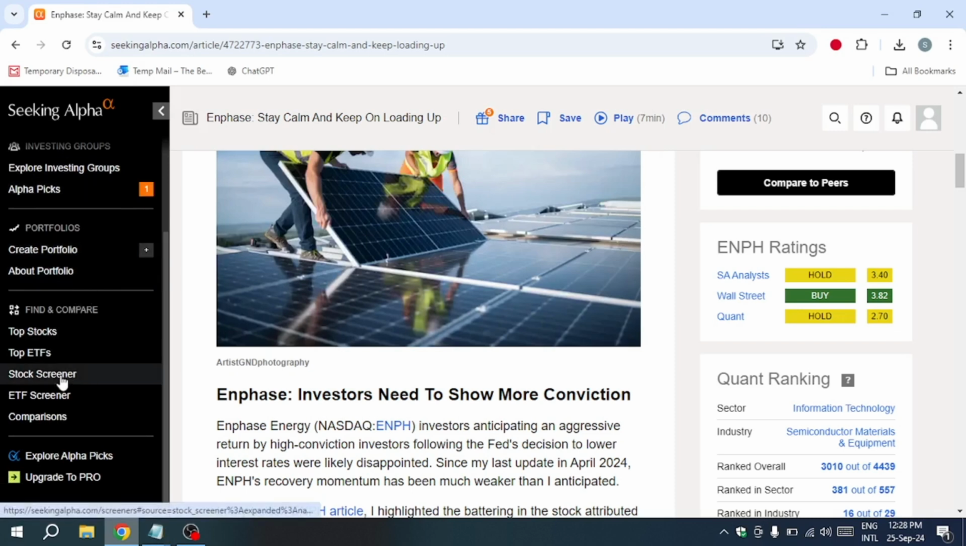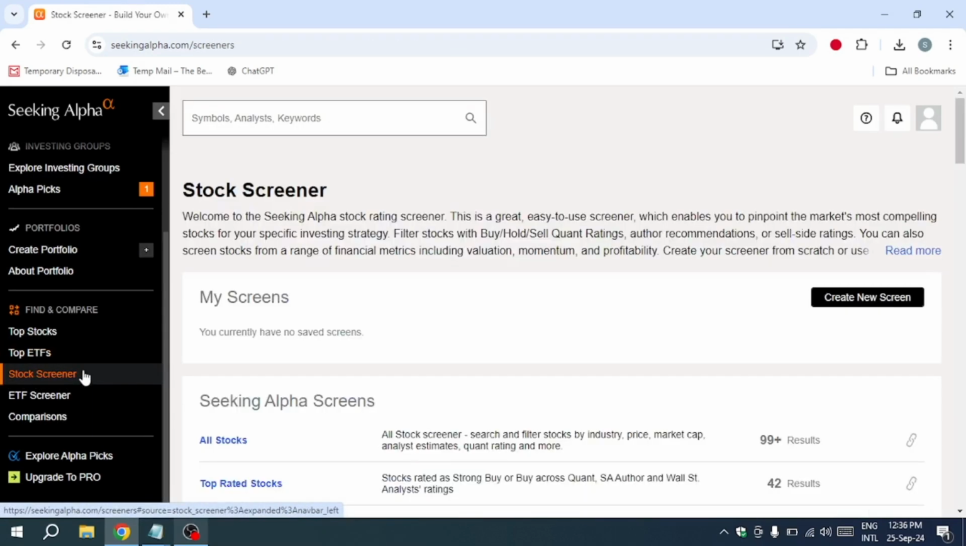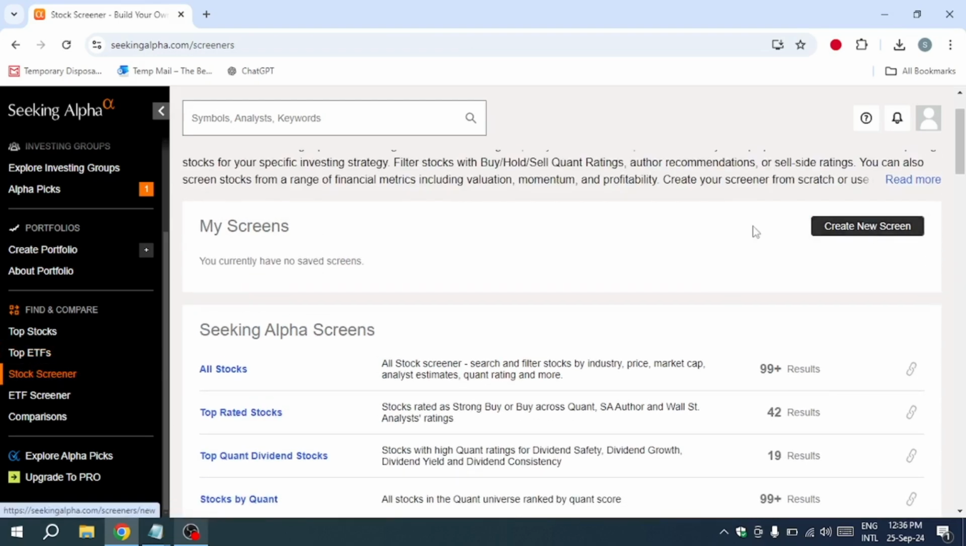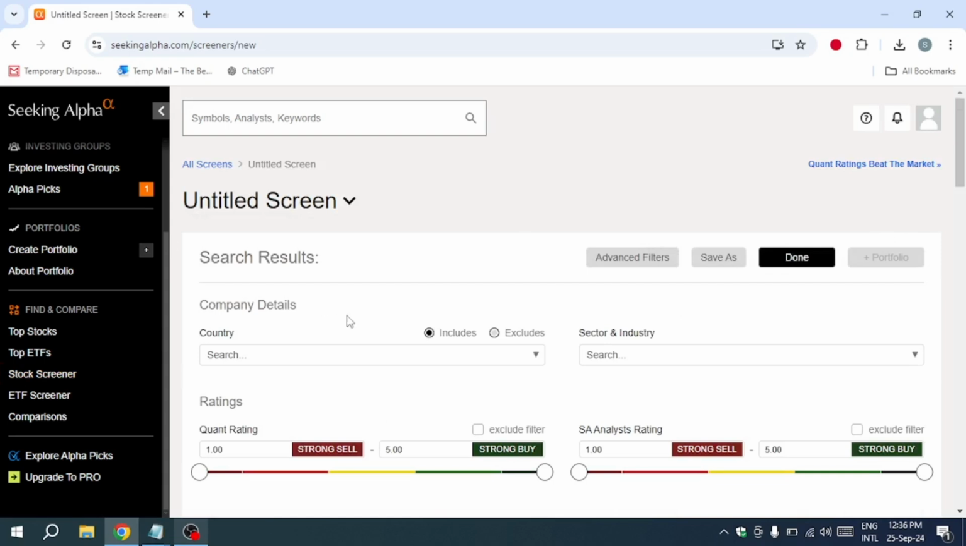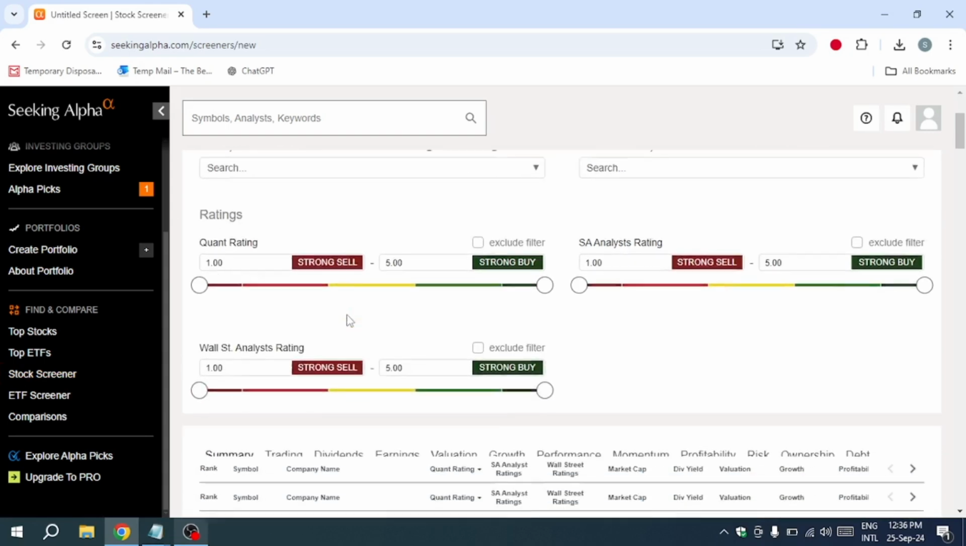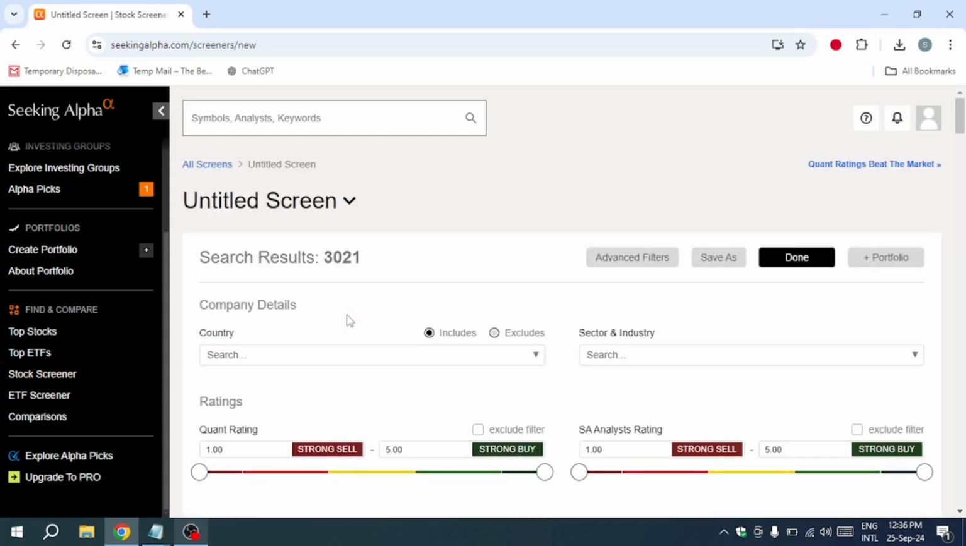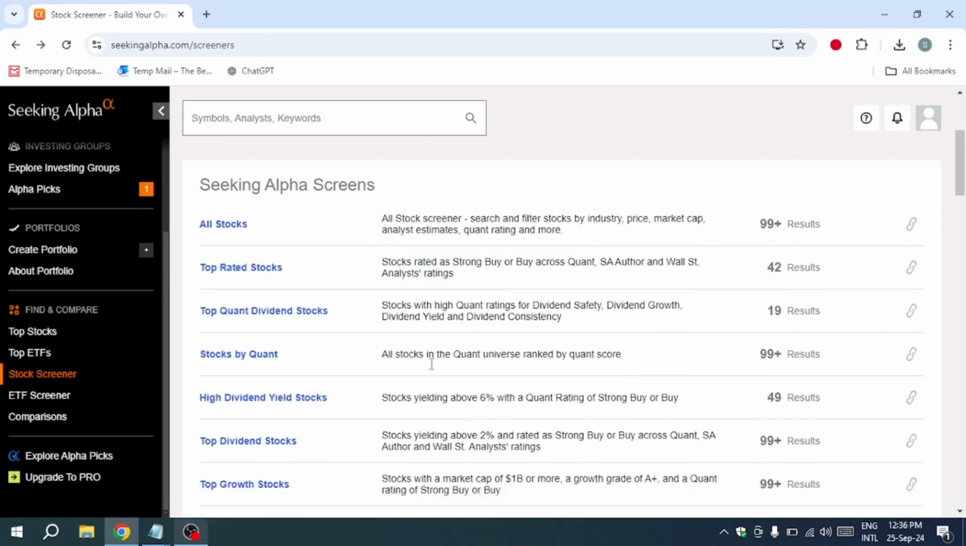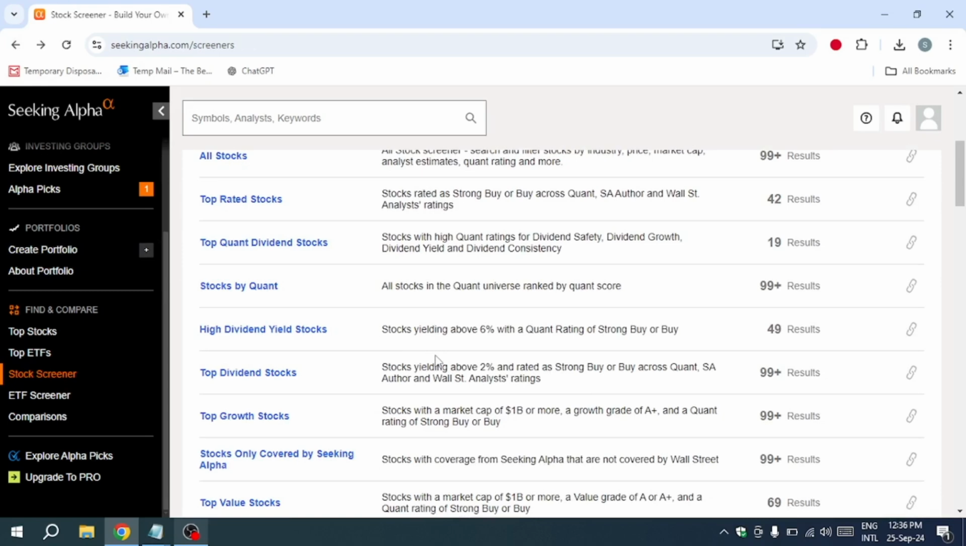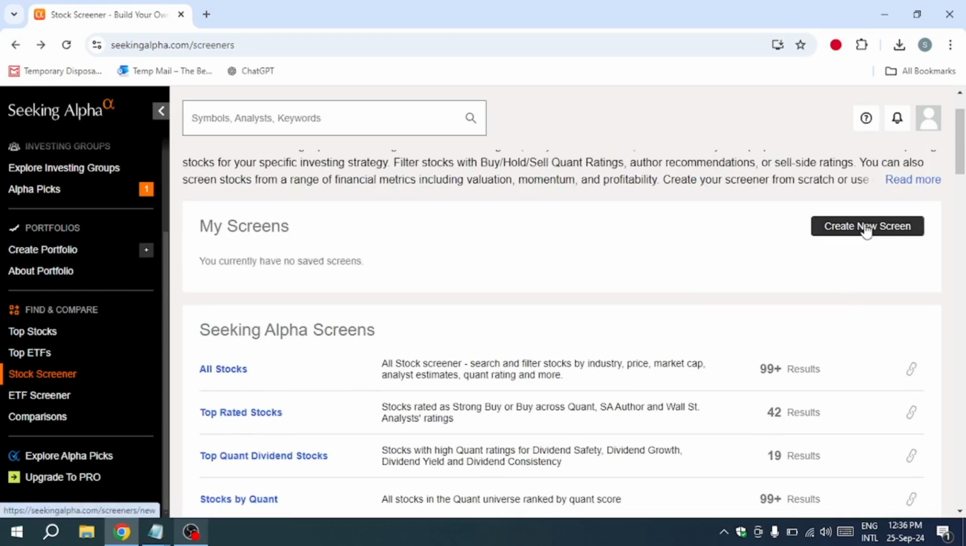Now, let's talk about tools. One of the standout features of Seeking Alpha Premium is the Stock Screener, located under the Premium tab at the top of the page. The Stock Screener is incredibly powerful and allows you to filter stocks based on specific criteria like valuation, growth, profitability, and dividends. This tool is particularly useful when you're on the hunt for stocks that meet your specific investment criteria.